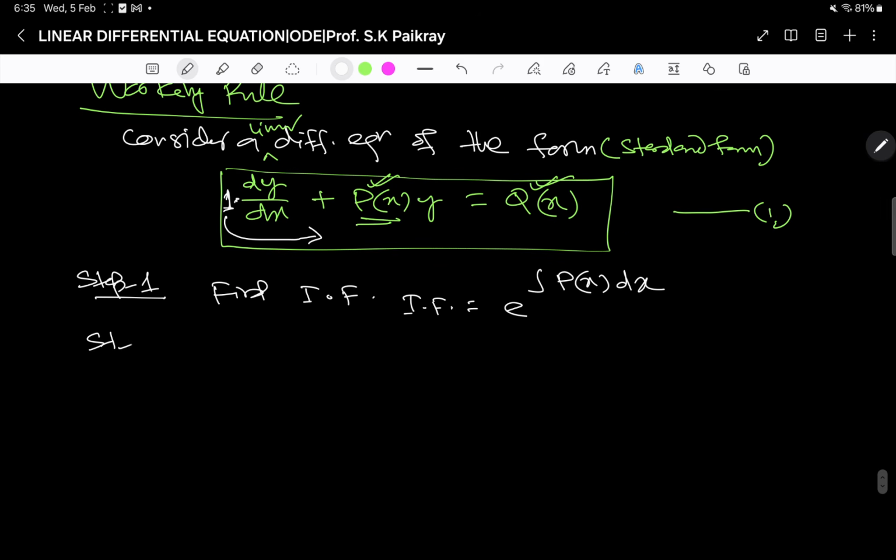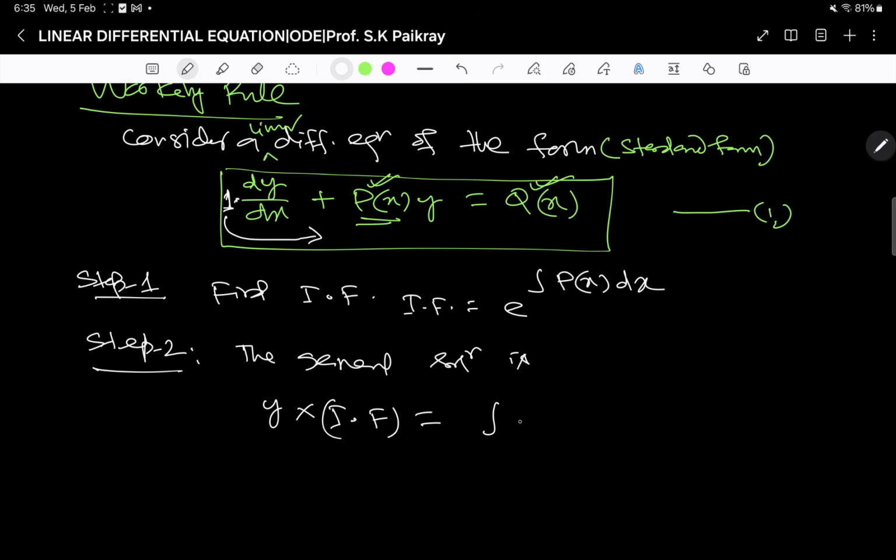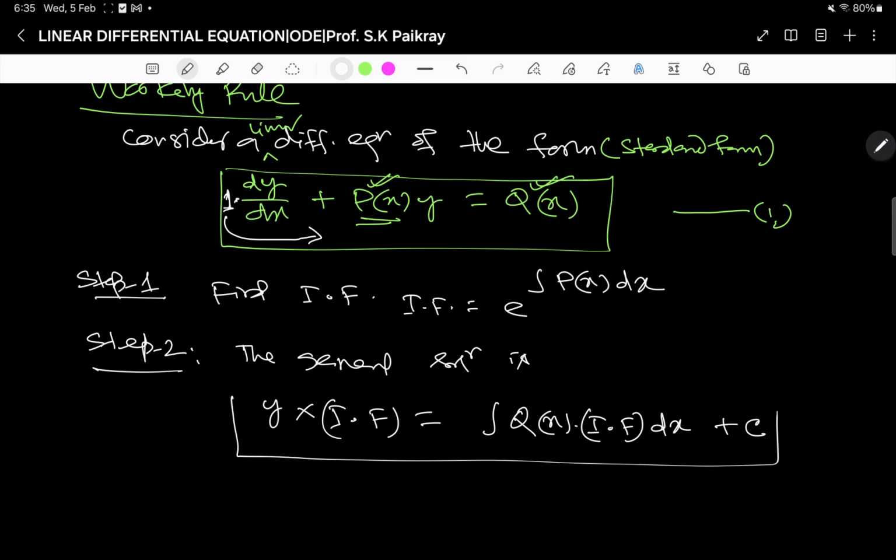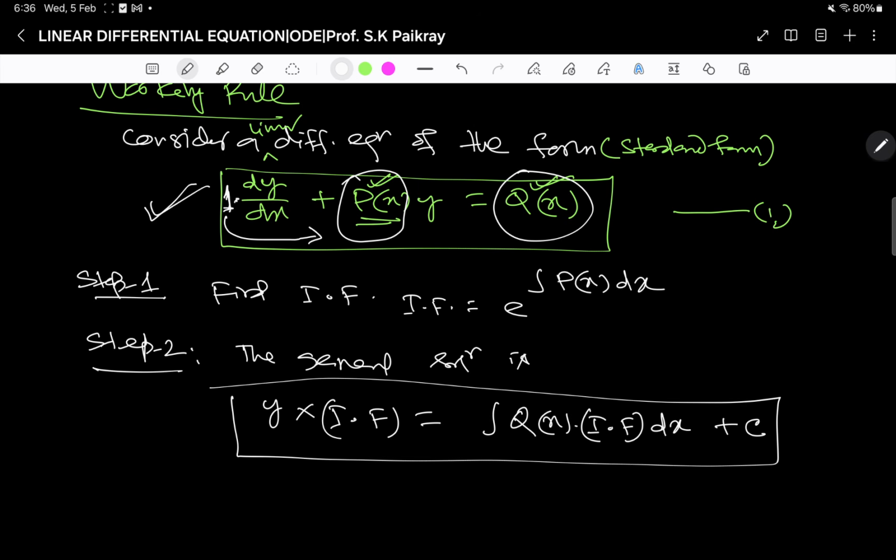And secondly, in step 2, the general solution is y into integrating factor is equal to, on the right hand side, integral of q(x) into integrating factor dx, plus some constant of integration. So we first have to bring it in standard form and identify what is p and what is q. Be sure that this coefficient is 1. Then the general solution is this.